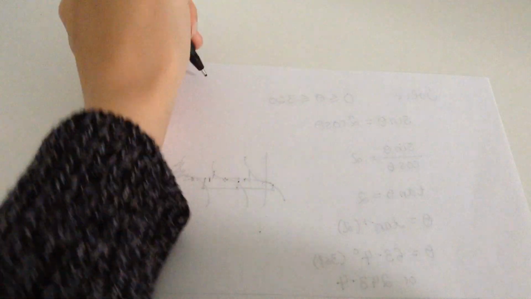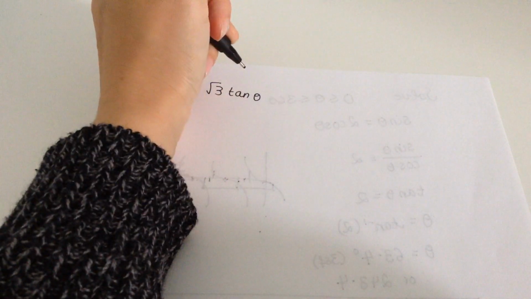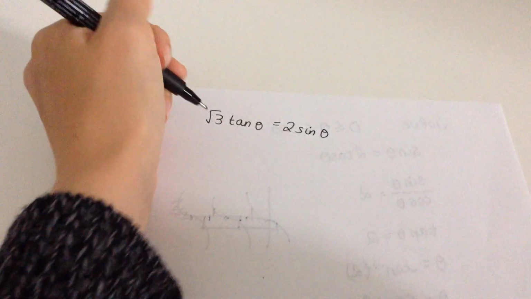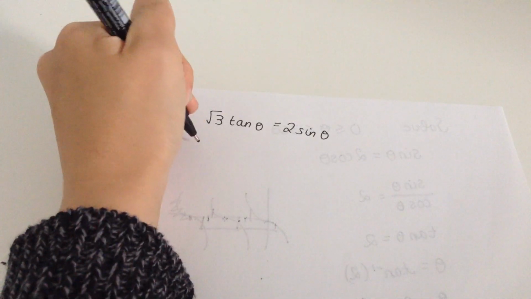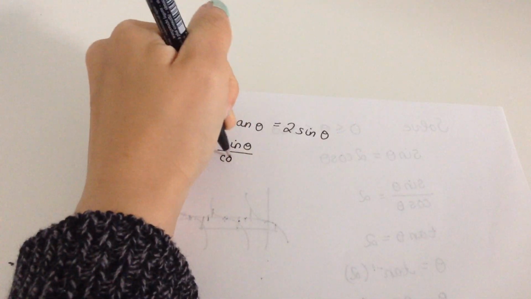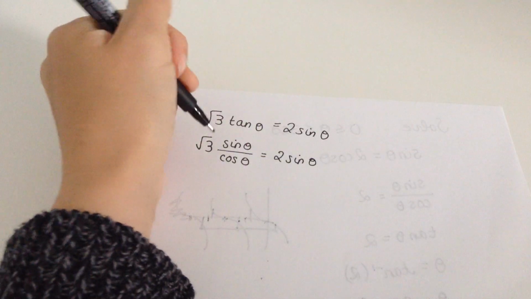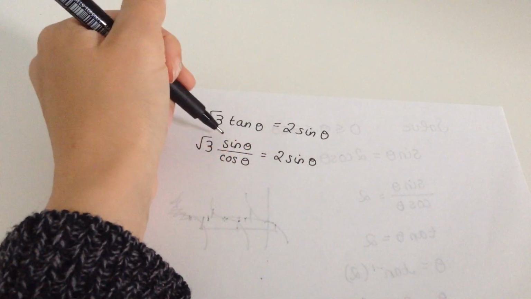Next one. I've got two more. We may as well do them. Root 3 tan theta equals 2 sine theta. Okay, so this is different. Let me change the tan theta into a sine theta over cos theta. Just because. I've got sine on both sides.